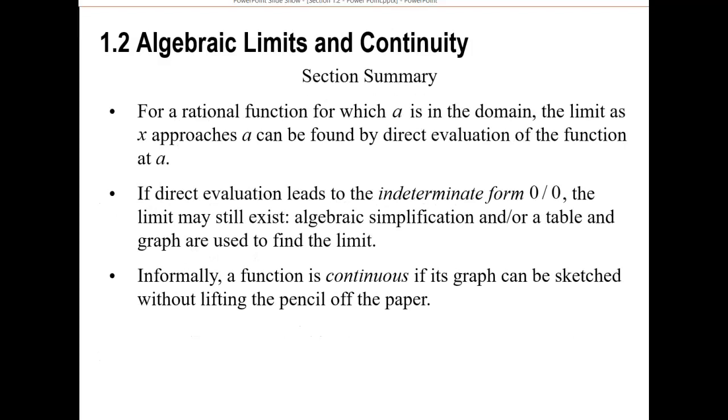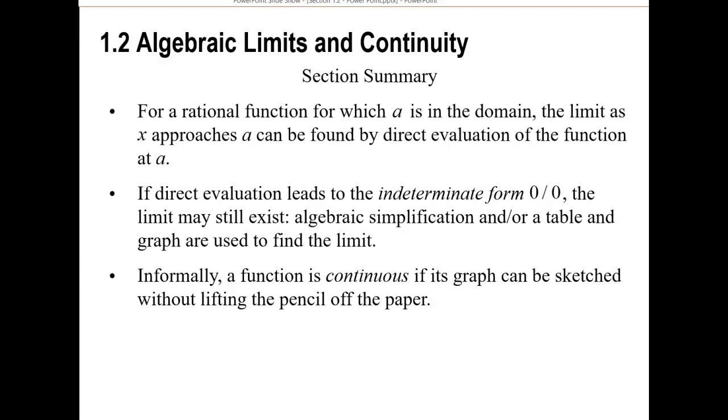All right, so our summary of this section. For a rational function for which a is in the domain, the limit as x approaches a can be found by direct substitution. If you can do direct substitution and it leads to an indeterminate form 0 over 0, meaning you're undefined, the limit may still exist, but you have to simplify algebraically or use a table or a graph.